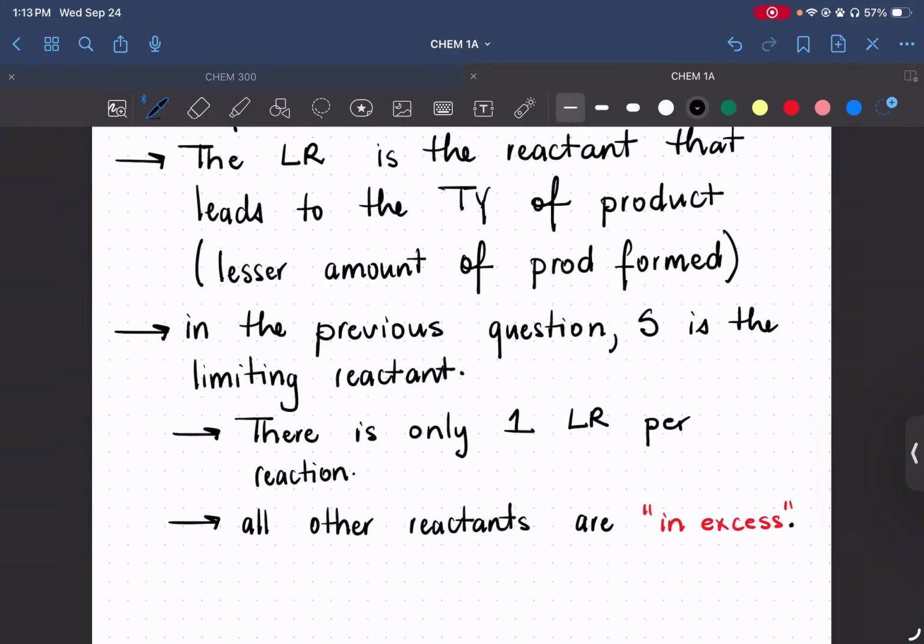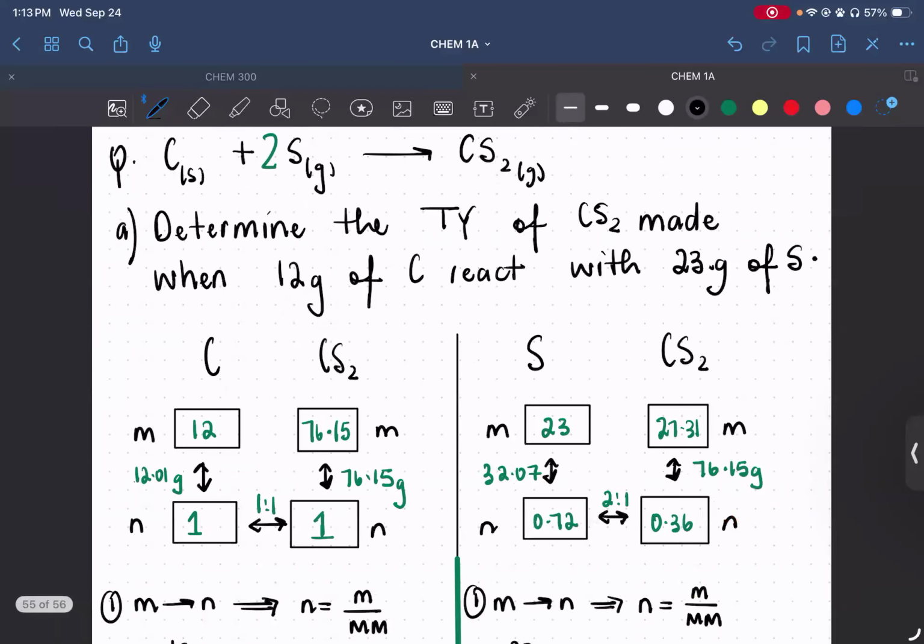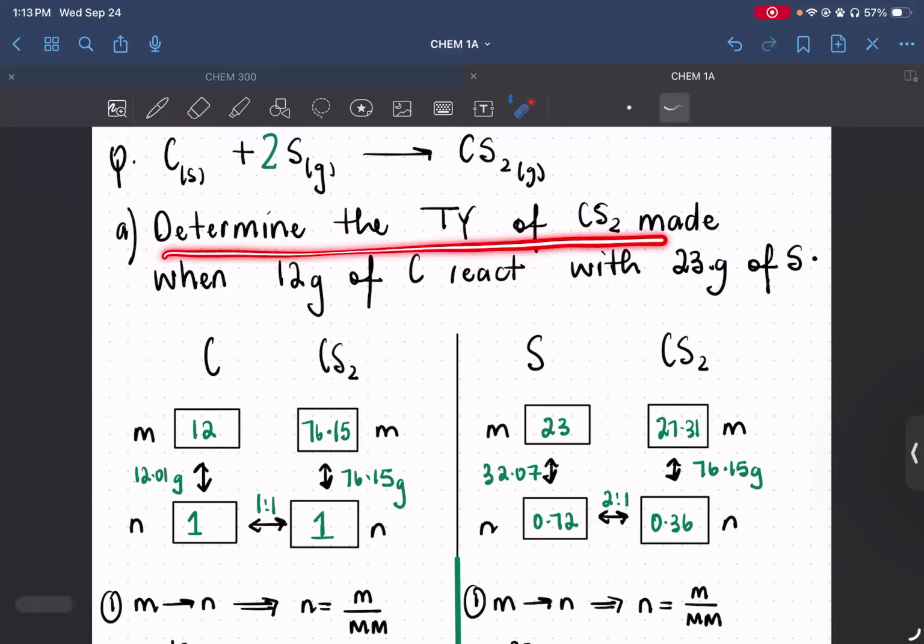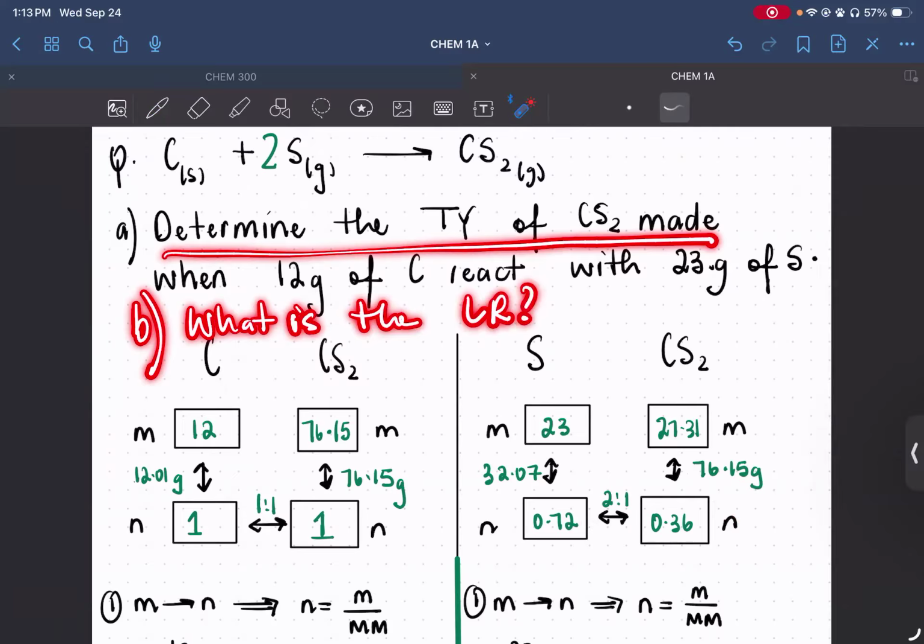So I could potentially ask you in the question, determine the theoretical yield of carbon disulfide. Part B, what is the limiting reactant in the question? And of course, to that you'd simply say the sulfur.